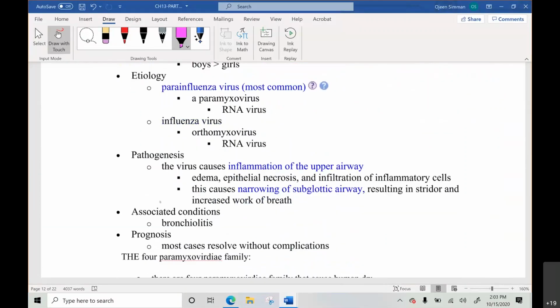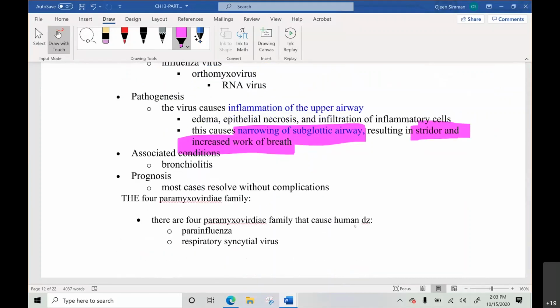So, pathogenesis. Why does it cause stridor and increased dyspnea? Because it causes subglottic airway narrowing. Prognosis: most people resolve without complications.